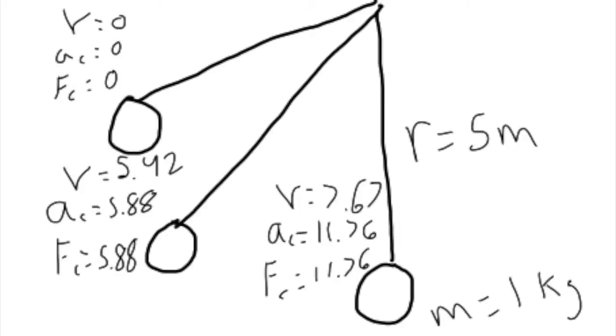At the second position, there was a velocity of 5.42 meters per second, resulting in a centripetal force of 5.88 newtons. When the length of the pendulum is 5 meters, the third position at the bottom has a velocity of 7.67 meters per second, resulting in a centripetal force of 11.76 newtons.